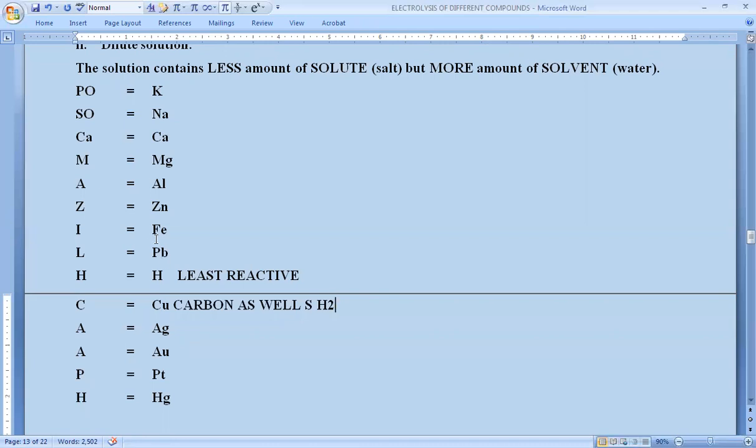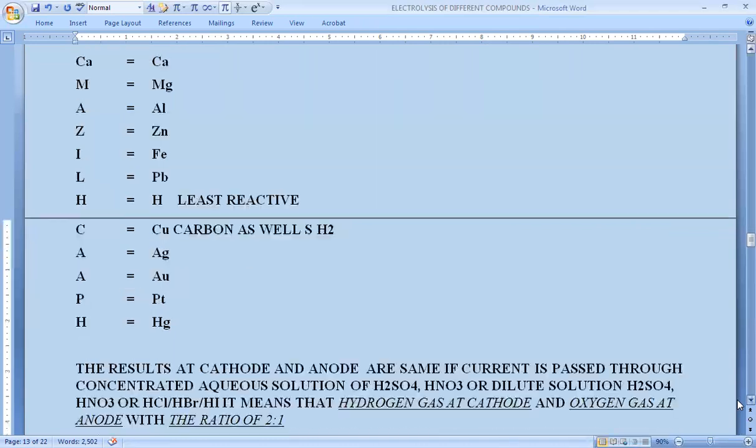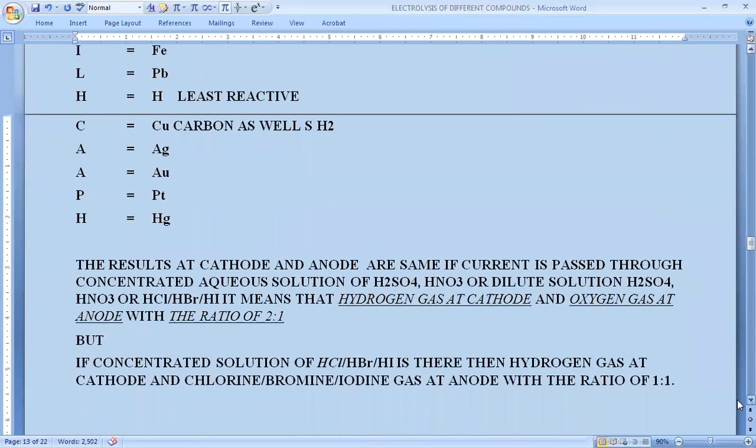In the previous lecture we discussed a lot about the metals present in the reactivity series above hydrogen, like lead, iron, zinc, aluminum, magnesium. These metals can be electrolyzed, but they are never discharged in the presence of hydrogen, whether the solution is dilute or concentrated. Now, first we have to discuss the case of a concentrated solution.